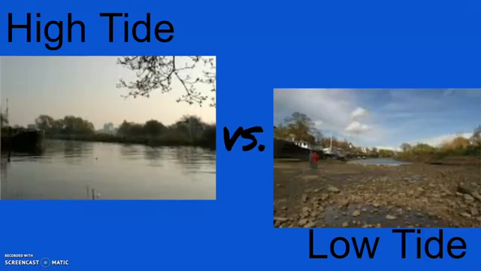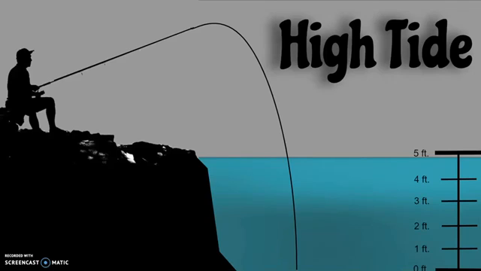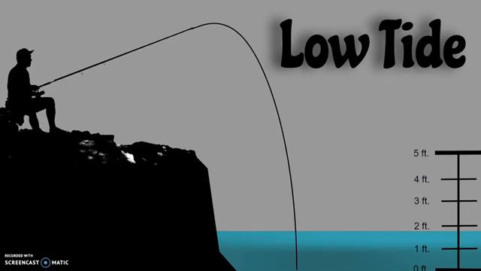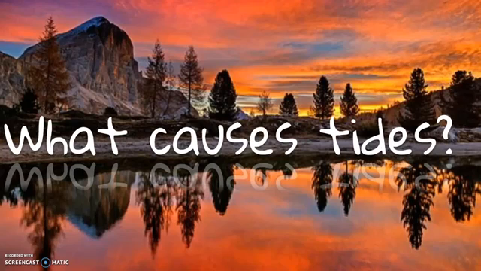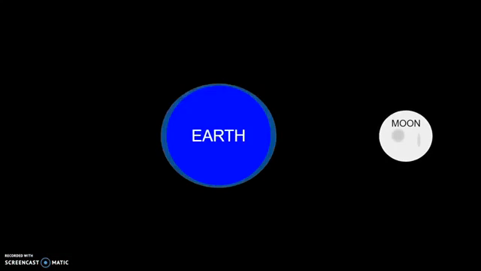There's two types of tides. There's high tide and there's low tide. High tide is when the average water level is higher, and low tide is when the water level is below average water level. Now, you may be wondering what causes the tides, because water just doesn't move up and down. Well, the answer is moon, and the moon's gravitational pull pulls water on the earth.